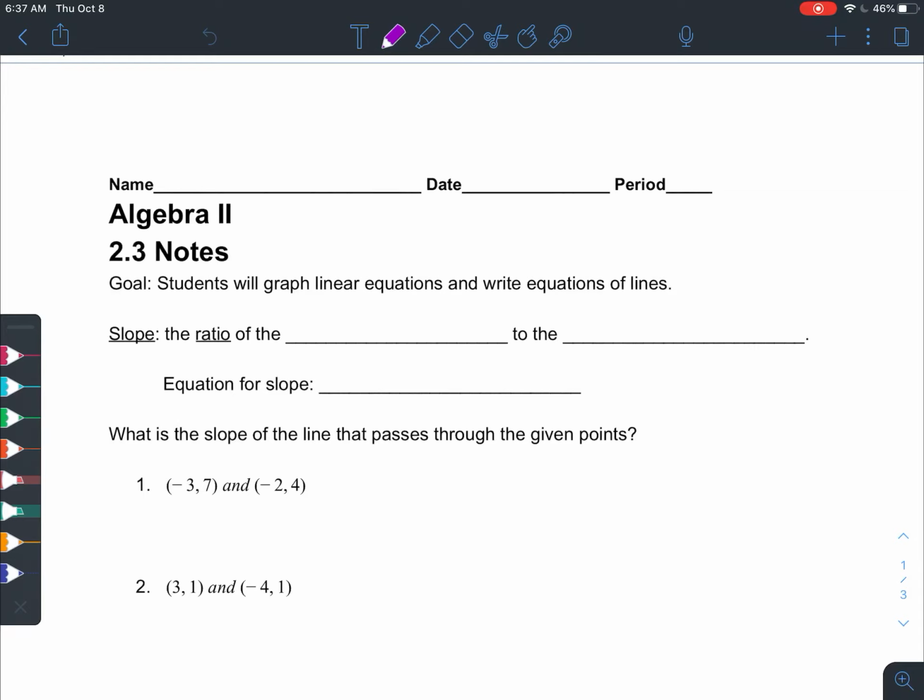Today we're talking about how to graph linear equations and write equations of lines. So to start off, let's talk about slope. Slope is the way that the line falls. It's going to be the ratio of the vertical change to the horizontal change.